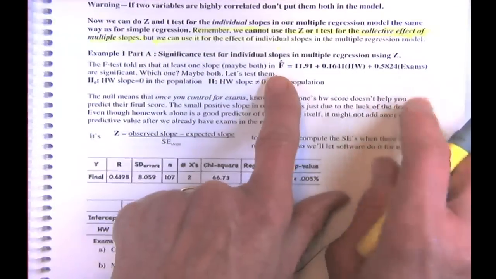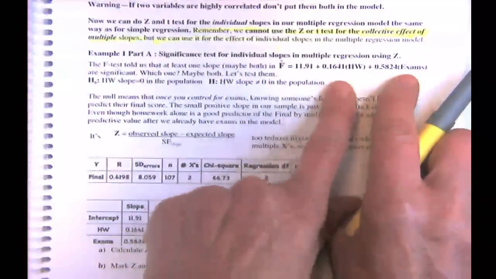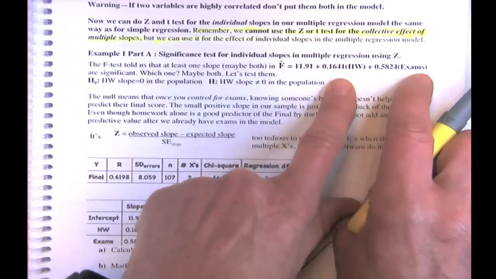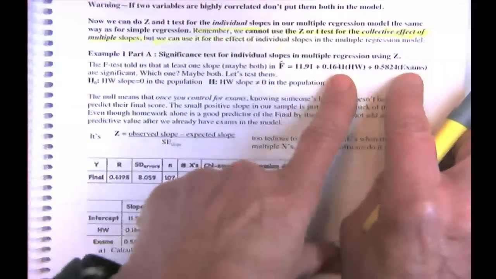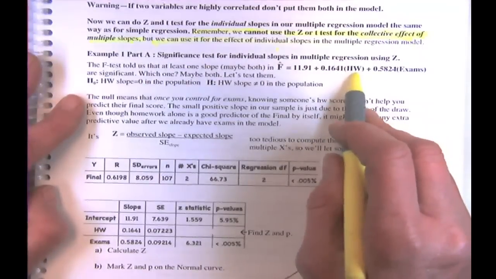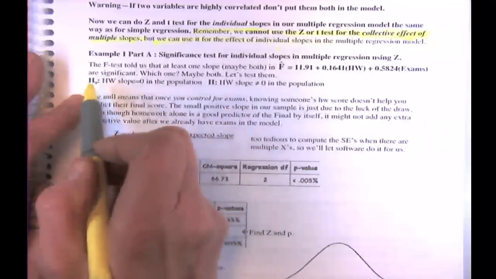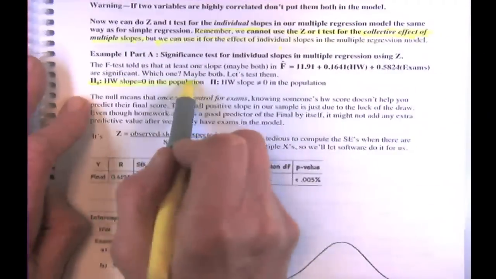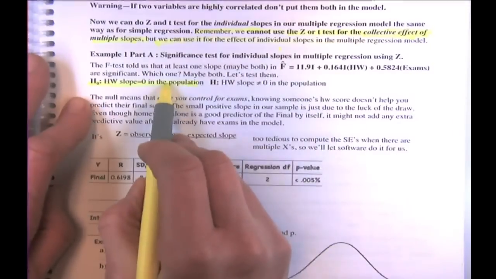predicting finals, and we found that we rejected the null that these are both 0. So if we rejected the null that they're both 0, then either this one or this one is non-zero, or maybe both of them. Let's just start with homework. We're just going to do a simple test on homework. Our null is that the homework slope equals 0 in the population. Just in our sample it's non-zero, but that's just due to the luck of the draw.